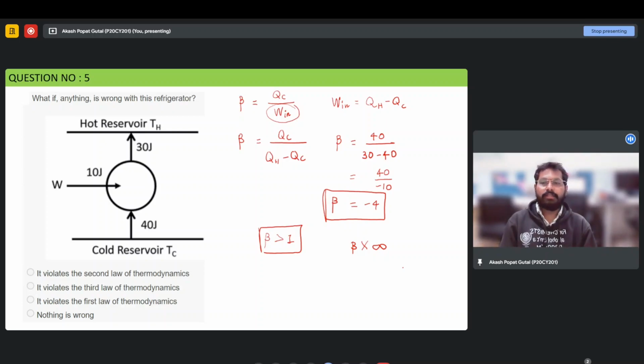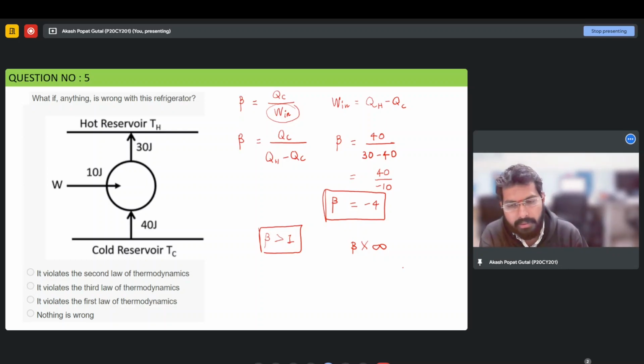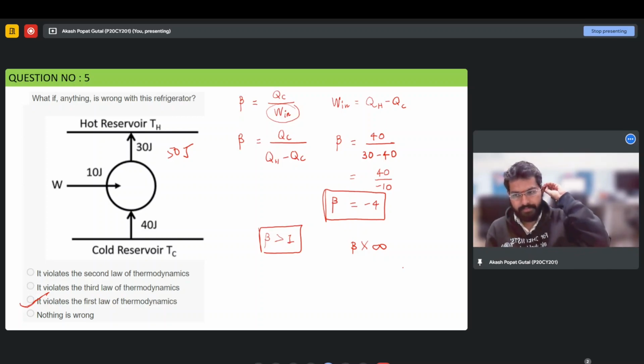When it is less than 1, we can say it is violating something related to energy. The conservation of energy is violated if it is less than 1. Because whatever work you put into the system, and we are getting 40 joule from the cold reservoir, it should transfer 50 joule to the hot reservoir in order to fulfill the first law of thermodynamics, but that is not happening here. Hence, it's violating the first law of thermodynamics, the conservation of energy, and its beta value is coming negative. So that's why this given system violates the first law of thermodynamics. So this is not possible.